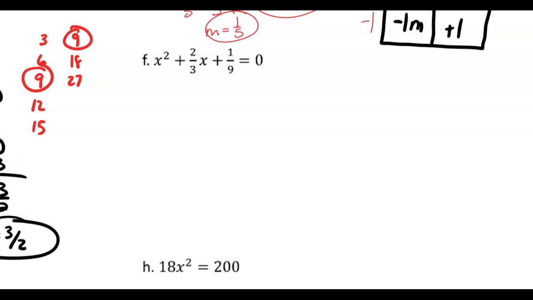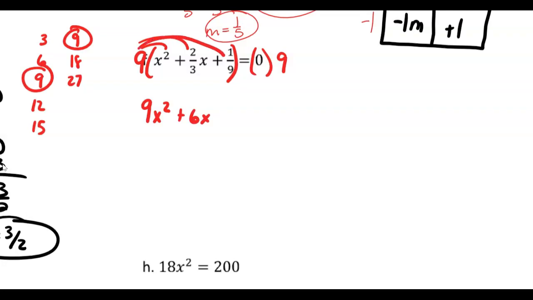So what I want you to do is take both sides of this equation times 9. As long as what you do to one side, you do to the other side, you're fine. It's totally okay. So 9 times x squared is 9x squared. 9 times 2/3, you can totally do in a calculator, you get 6x. And 9 times 1/9, still can do in a calculator, you get 1. On the right side, 0 times 9 is still 0.